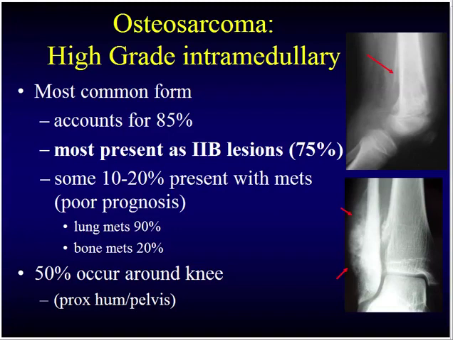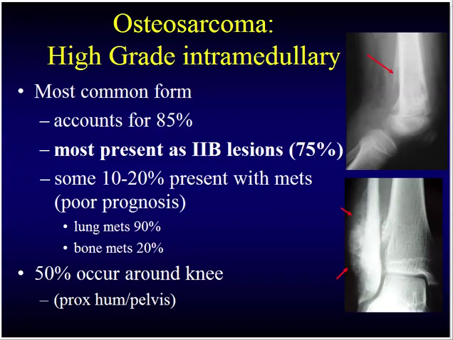High-grade intramedullary accounts for about 85% of the osteosarcomas that present. They almost always present as stage, remember stage, this is the overall appearance, 2B lesions, which means high-grade histologically, extra-compartmental. Okay? Some 10 to 20% of these present with metastatic disease, which is a very poor prognostic indicator.